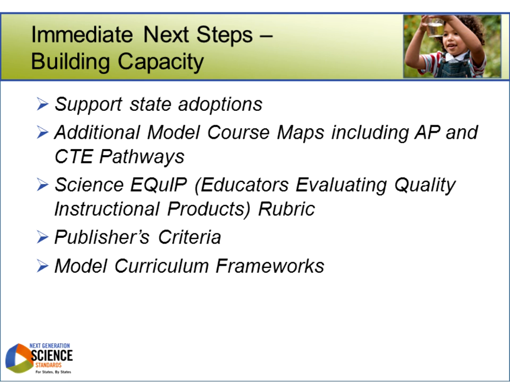In addition to the 3 course models that are being revised that were shared in January, we're going to be adding additional course maps, including how to accelerate to get kids to AP and IB courses quicker, and some overlays with CTE pathways. A very exciting project that we're working on with NSTA: NSTA is lead partner with several lead states in developing a rubric that we call Educators Evaluating Quality Instructional Products. This rubric will allow NSTA and states to evaluate instructional materials with a common definition of quality.